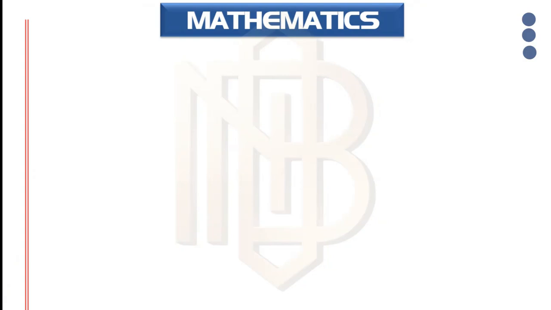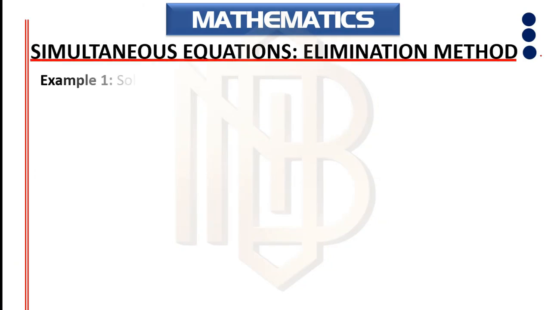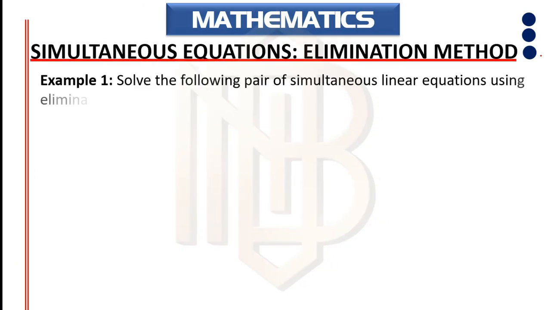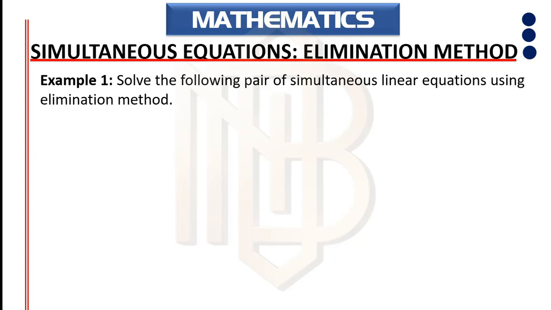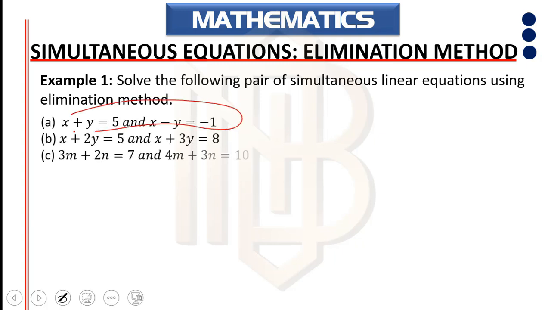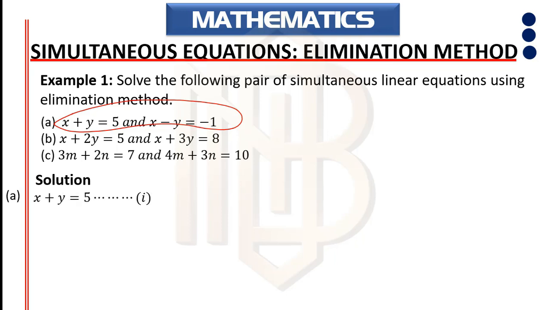Right, so the elimination method. We have a question here: solve the pair of simultaneous linear equations using the elimination method. We'll be starting with the first question, which is x plus y equals 5 and x minus y equals minus 1. For the first question, we can tag x plus y equals 5 as equation 1.